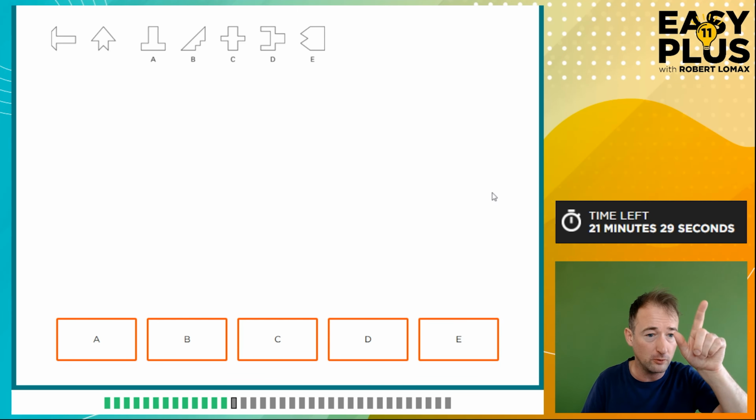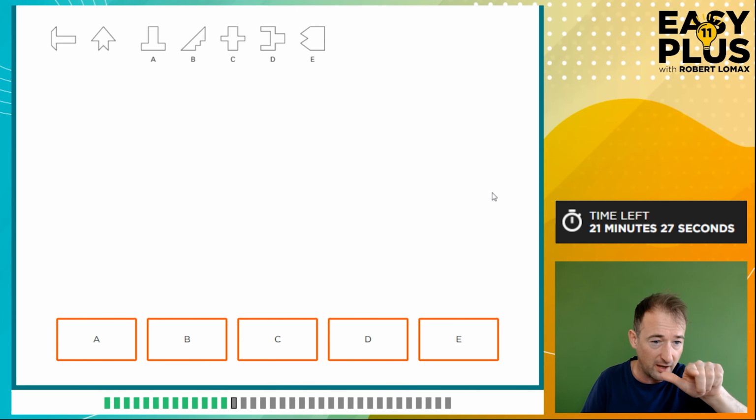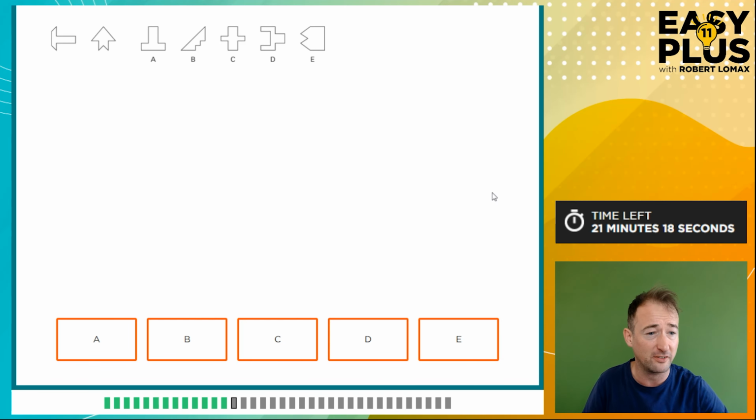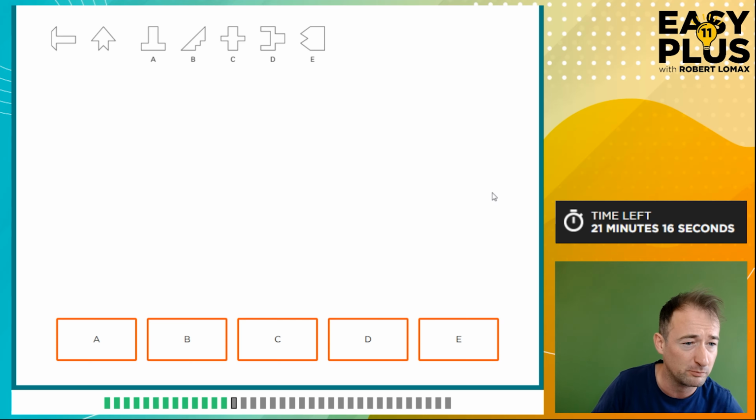So 1, 2, 3, 4, 5, 6, 7, 8. Okay, 8. Then the second example, let's see whether it's also 8. I'm going to start with the top left one. 1, 2, 3, 4, 5, 6, 7, 8. Yes, okay, so 8-sided shapes is probably where we're going here.